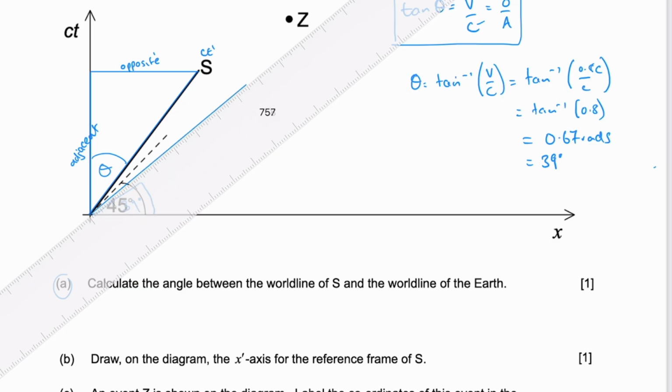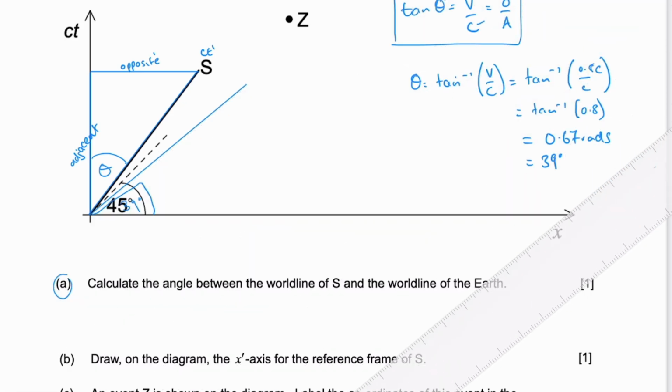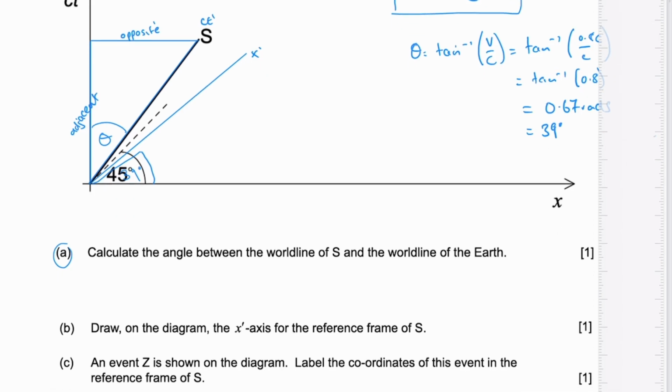And we're going to draw it like this. You would use a protractor in the exam to make sure that you have the same angle as your CT dash angle. Okay, so B's done. And C, an event Z is shown on the diagram. Label the coordinates of the event in the reference frame of S.